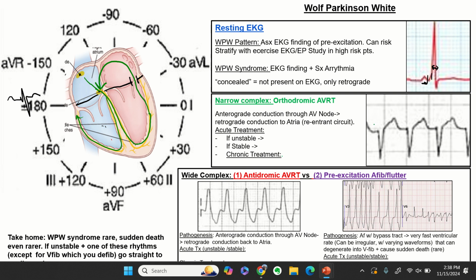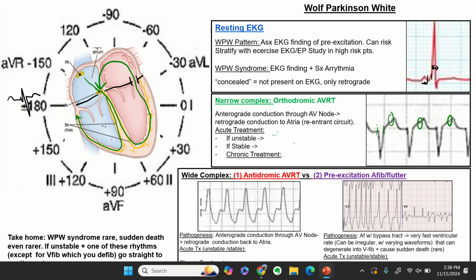So as you can kind of see here, here's your normal, narrow QRS, and here's your P wave a little bit further after it. It's not buried in the QRS, it's right after the QRS. It takes a little bit to get down those ventricles and back up and back through that bypass tract. Now, you can kind of see in this reentrant tachyarrhythmia, it does conduct through the AV node.